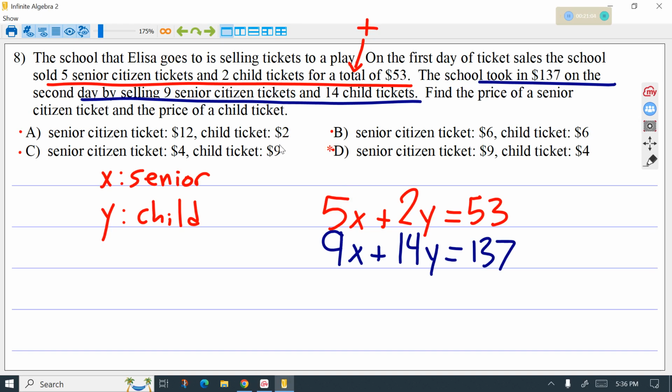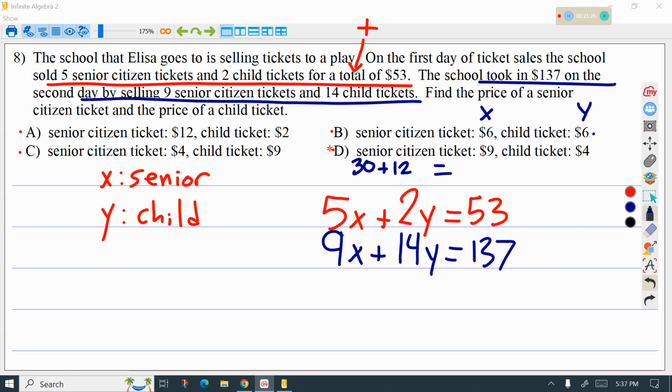Okay, the answer in this case is D. Let's eliminate a couple so that we can think about it. Now, if I was to take 6 and know that that's my X and this is my Y, is 5 times 6, which is 30, and 2 times 6 is 12.